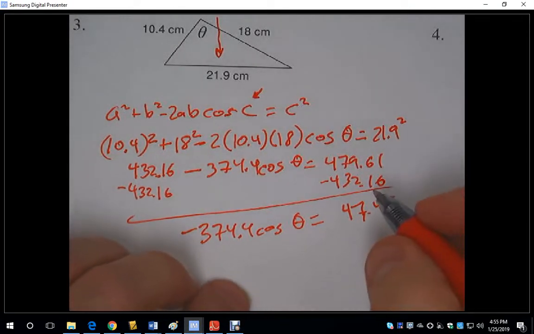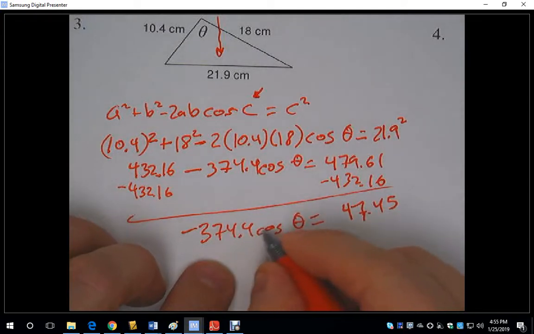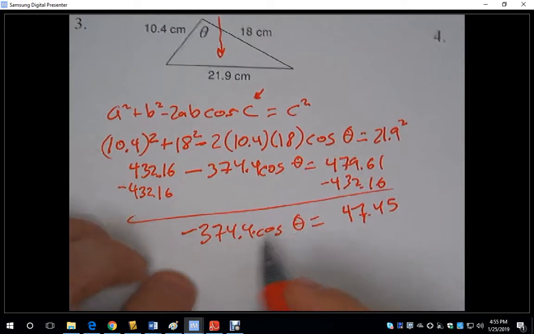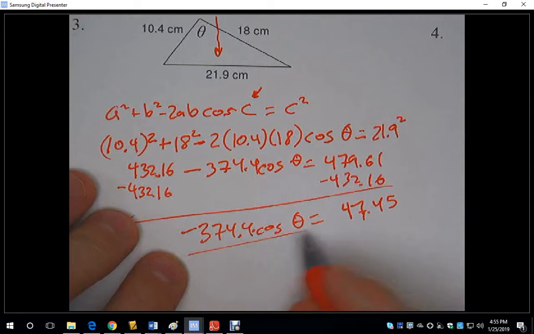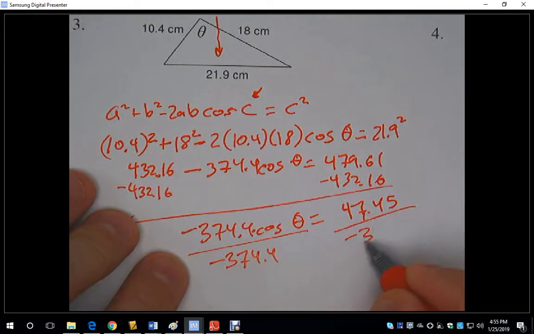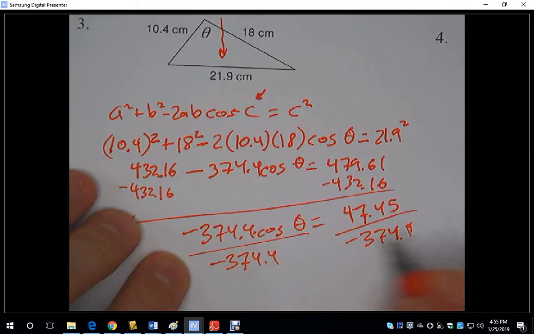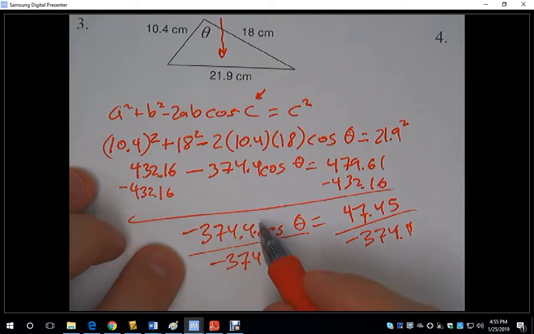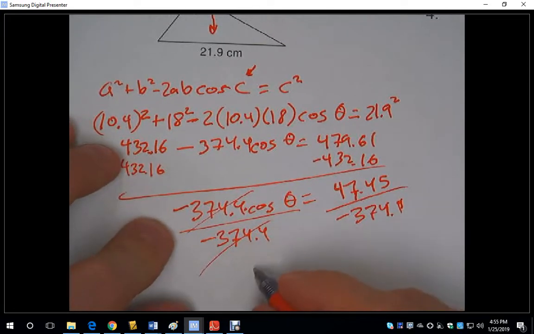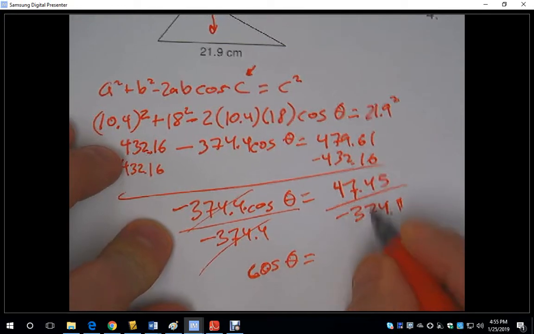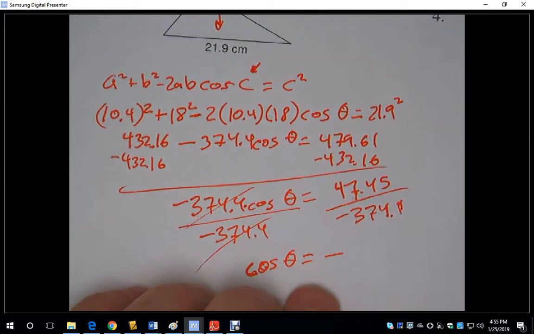So, well, now what? This part here is times. So I'm going to divide both sides by this negative 374.4, because negative 374.4 divided by negative 374.4 is going to give me 1. That leaves me with cosine theta equals negative, well, something.